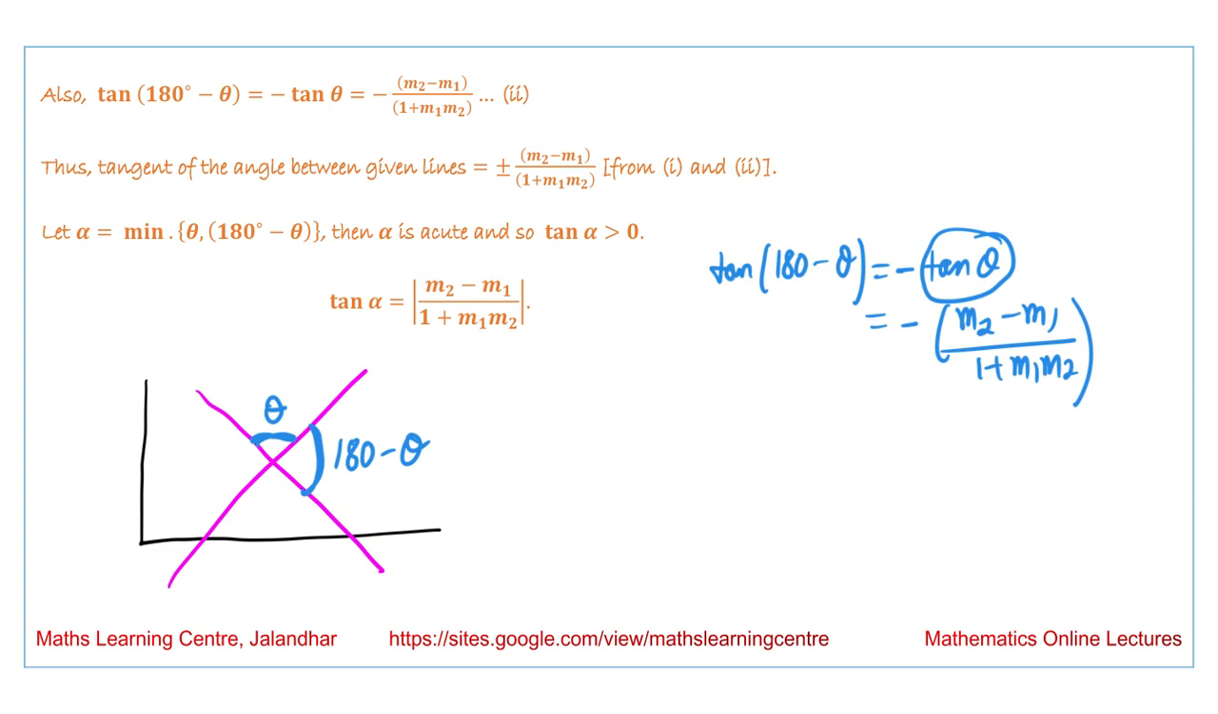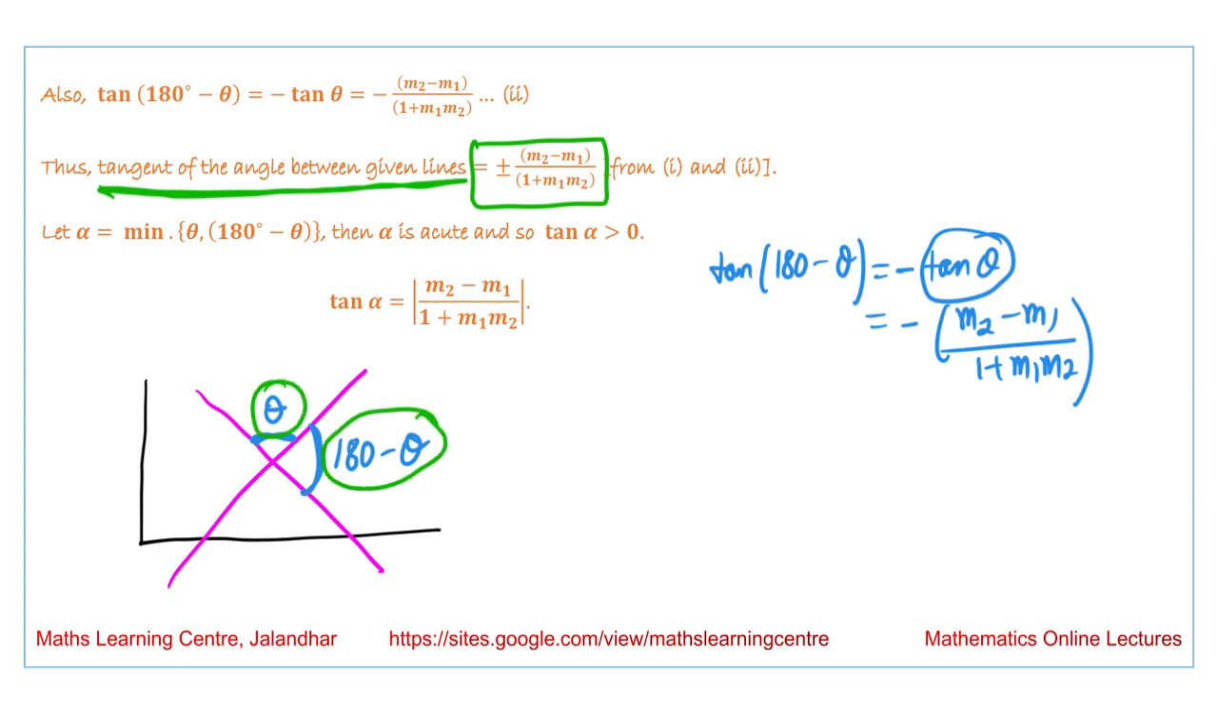So we are saying that the tangent of the angle between given lines is given by plus minus (m2 minus m1) over (1 plus m1 m2). Now we are having these two angles, one is this theta and one is this 180 minus theta. So one of these angles will be acute, the other will be obtuse, because they are not perpendicular lines. So one of them will be acute. So we are saying that alpha be the acute angle, and that is equal to the minimum of theta and 180 minus theta.